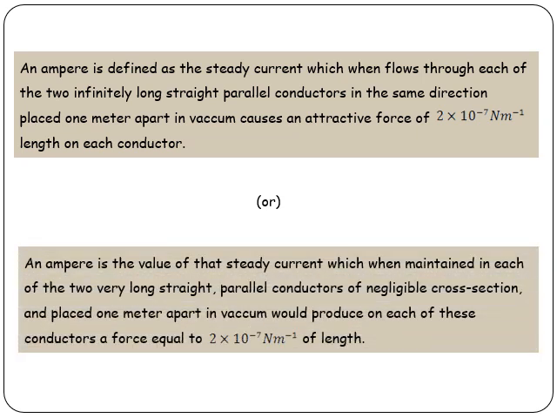An ampere is the value of that steady current which, when maintained in each of the two long straight parallel conductors placed 1 meter apart in vacuum, would produce a force equal to 2 into 10 power minus 7 Newton per meter. That is, if we are keeping a steady current of 1 ampere in both the conductors, and if those two conductors are placed at a distance of 1 meter in vacuum, they have an attractive force of 2 into 10 power minus 7 Newton per meter.